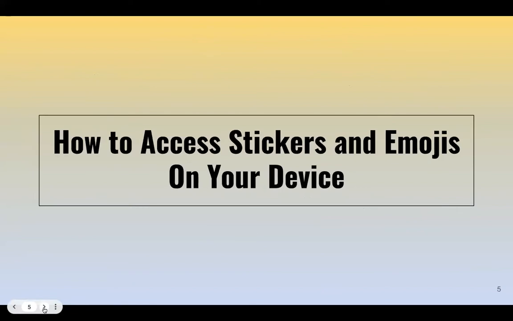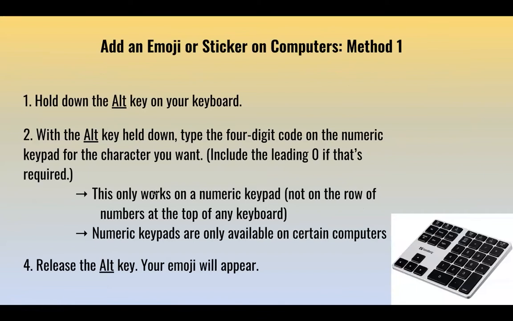How to access stickers and emojis on your device. So first you have to hold down the Alt key on your keyboard. Then with the Alt key held down, type the 4-digit code on the numeric keypad for the character you want, including the leading 0 if that's required. This only works on a numeric keypad, not on the row of numbers at the top of any keyboard. Numeric keypads are only available on certain computers. And then after you release the Alt key, your emoji will appear.